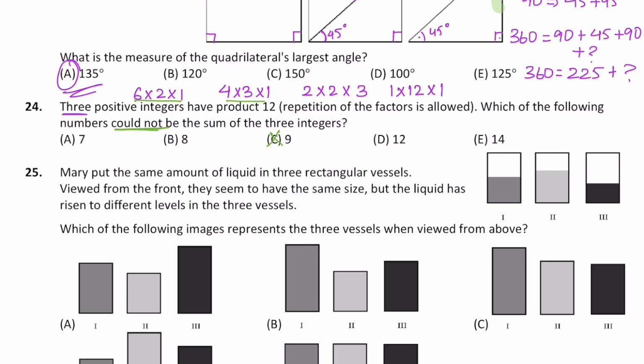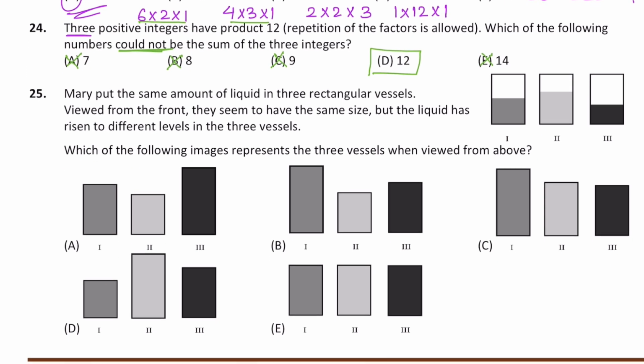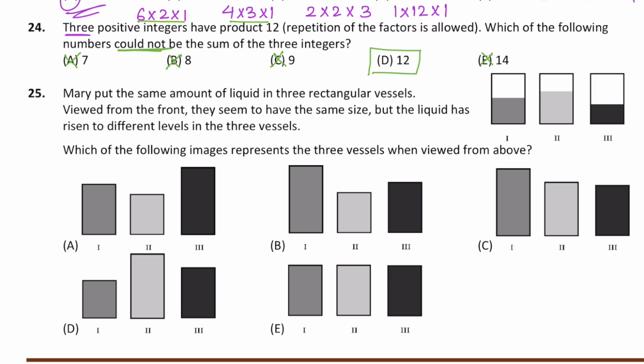4 plus 3 plus 1 gives me 8. That's also not correct. 2 plus 2 plus 3 gives me 7. Not correct again. 1 plus 12 plus 1 gives me 14. So my answer is 12, because that is something that won't be added by the products of 12, or the factors of 12.